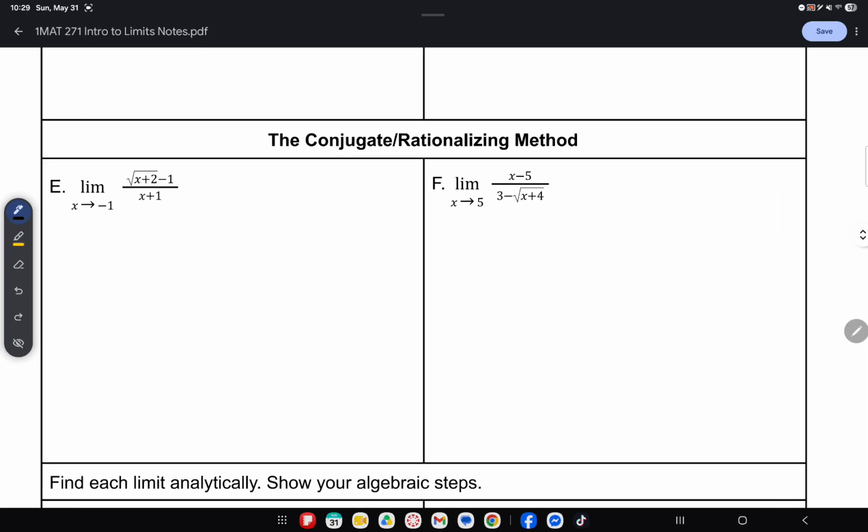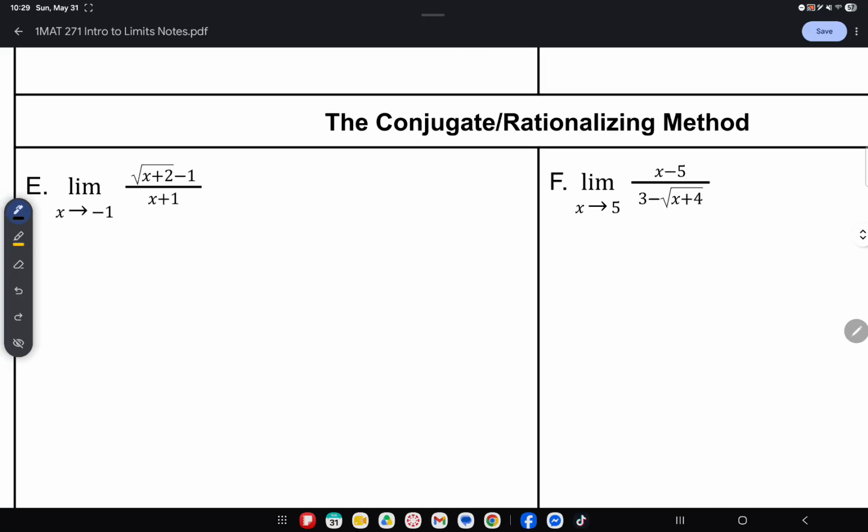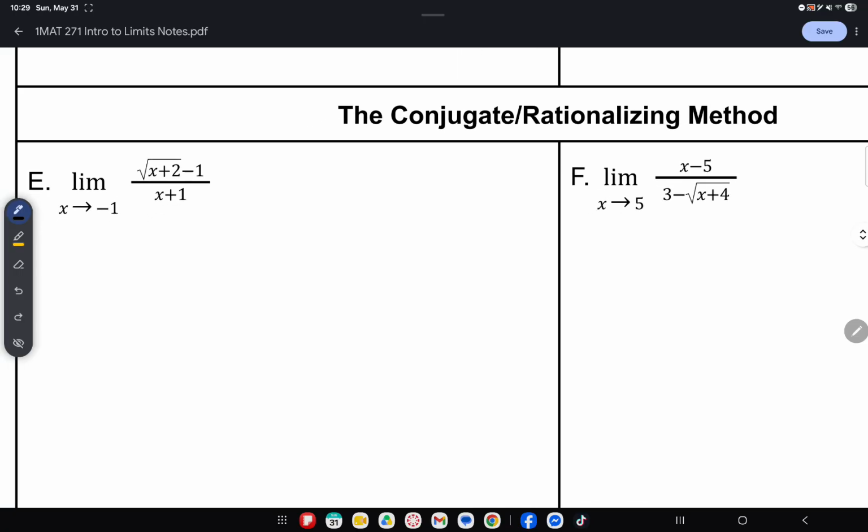The conjugate and rationalizing, so that's if we have square roots involved. If I do my direct substitution, it's going to give me an indeterminate form, so I need to do some algebra. And the conjugate, what we want is to be able to cancel out a factor, because right now, doing that direct substitution is leaving me with a 0 in the denominator. So what I'm thinking is I might be able to cancel out a factor of x plus 1. So I need to multiply by the conjugate. So instead of the square root of x plus 2 minus 1, the conjugate is the square root of x plus 2 plus 1, because that's the result of a difference of squares.